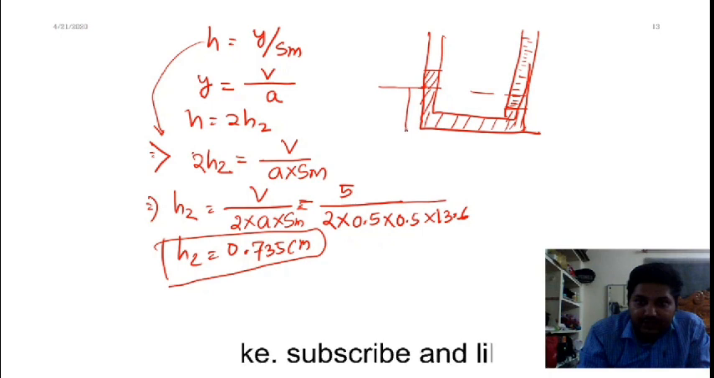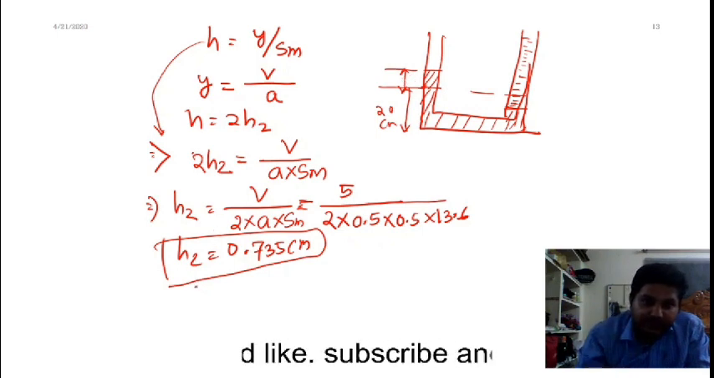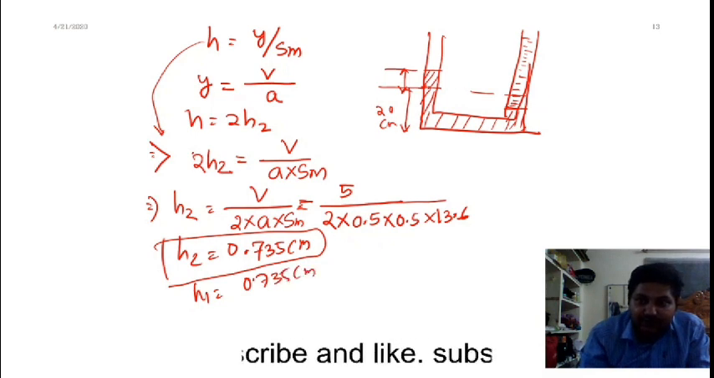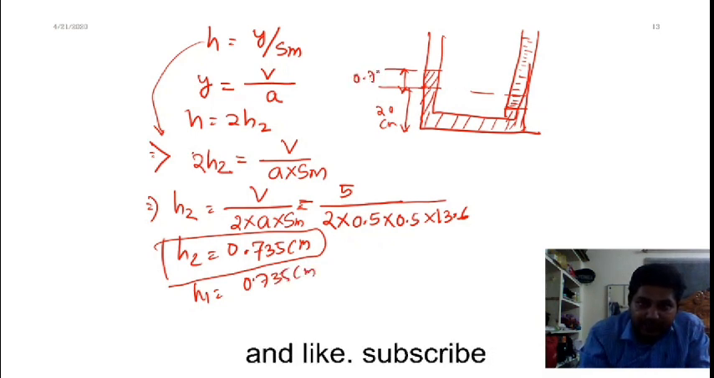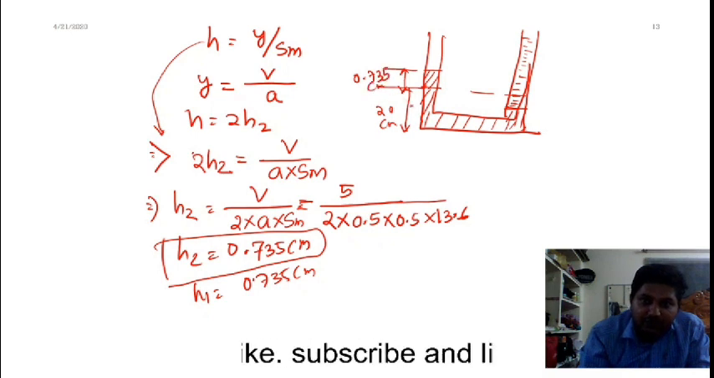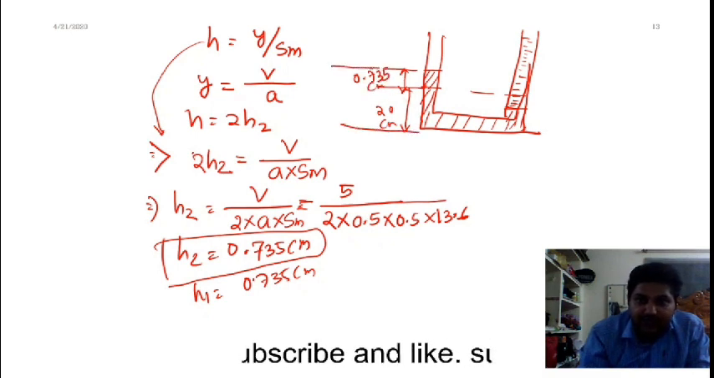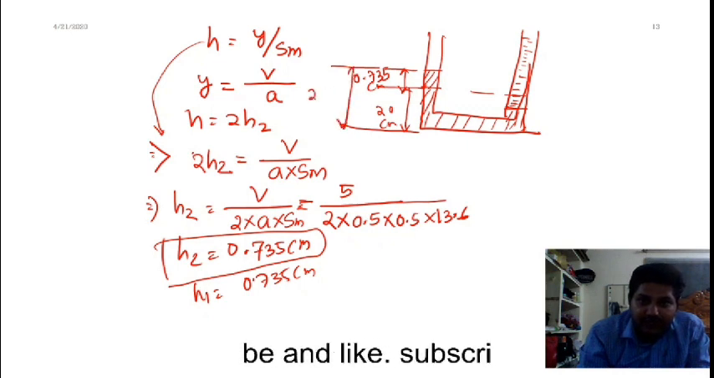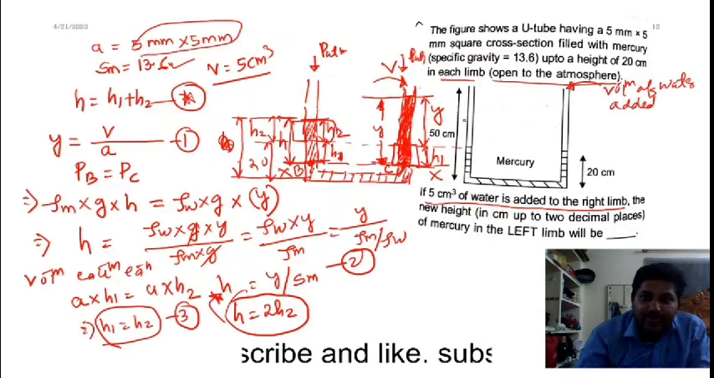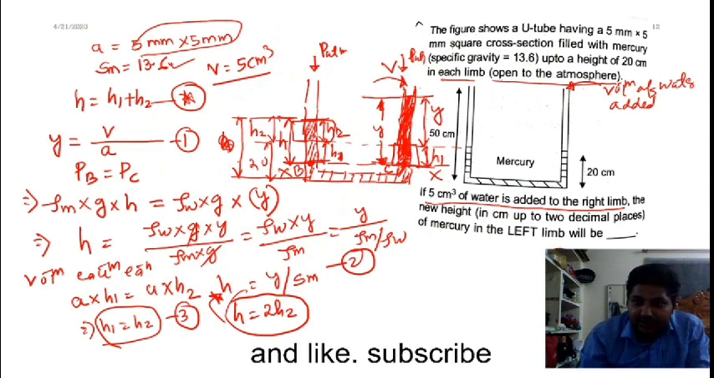Now this one is already given, it is 20 centimeter, and this is H2. H2 will be equal to H1, and H1 is also 0.735 centimeter. So this is the gain, 0.735 centimeter. What is the new total height? The new total height will be 20.735 centimeter. If you want to write down the answer, this is 20.735 centimeter, the new height.